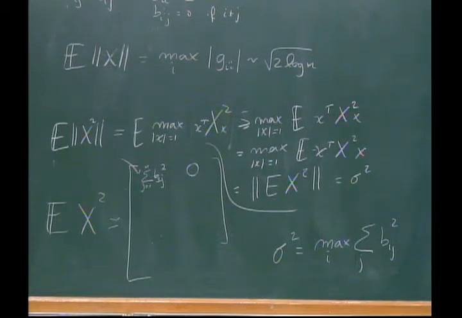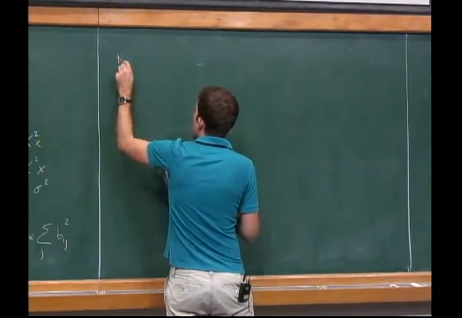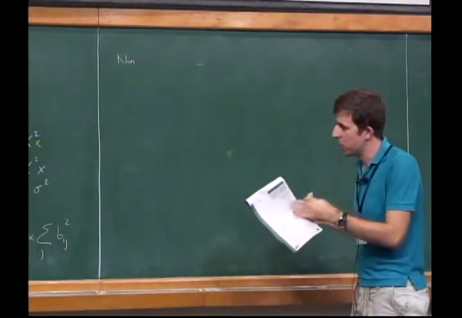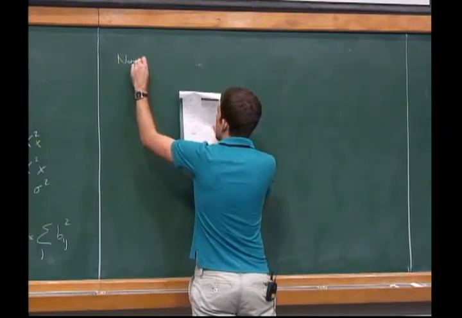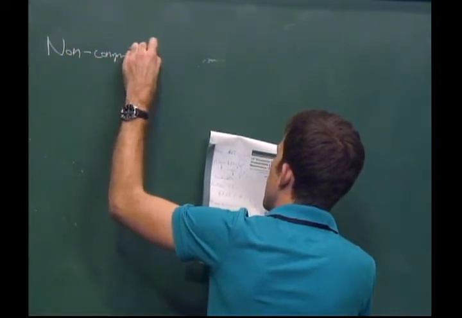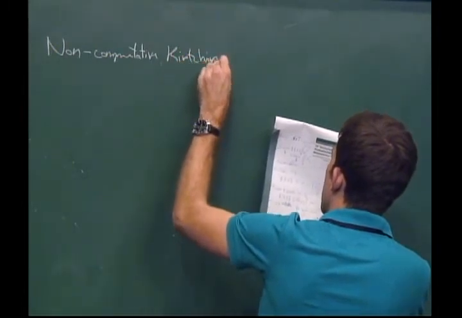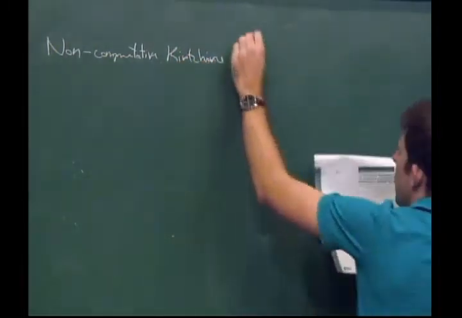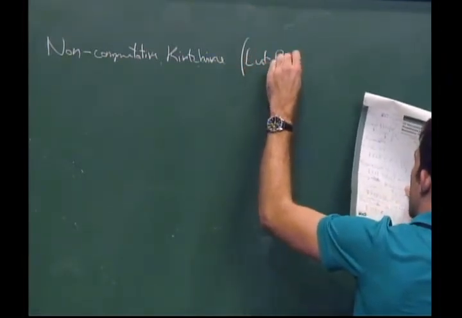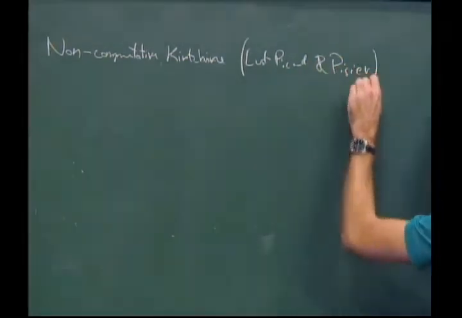So we would love it if it was actually sigma, but it turns out that it's not always the case. So what is known in this regard? There's a now old result called non-commutative Khintchine. It applies in a much more general setting, but in this setting it says the following. This is by Pisier and Lust-Piquard, from the late 80s.